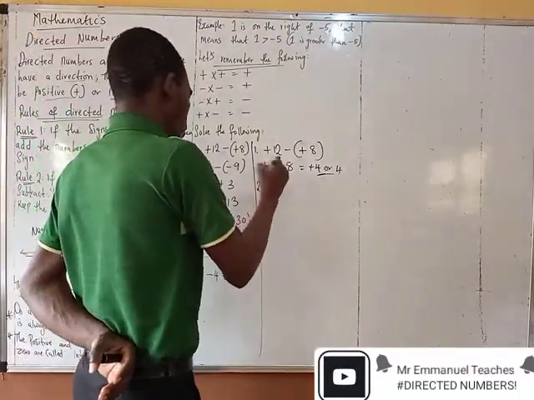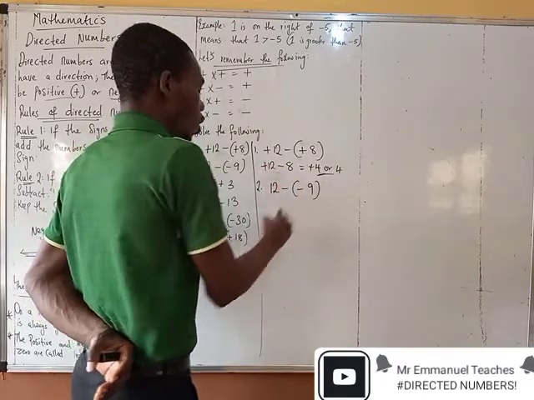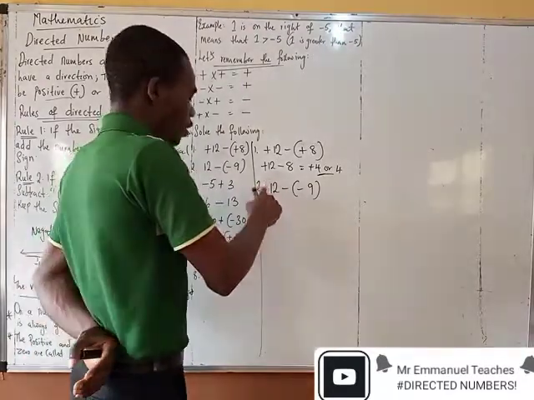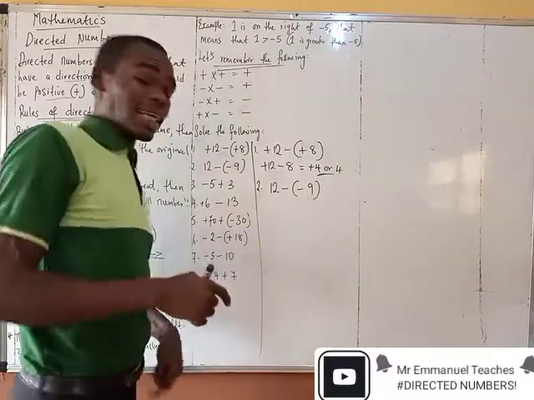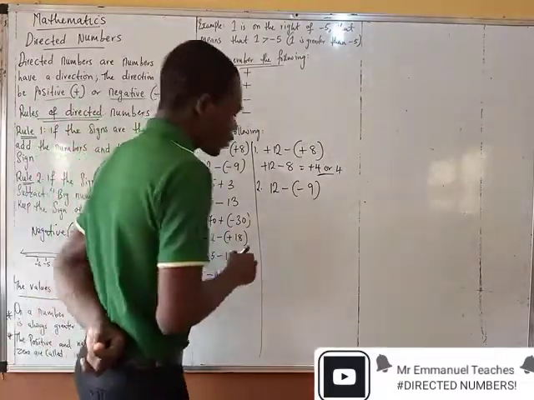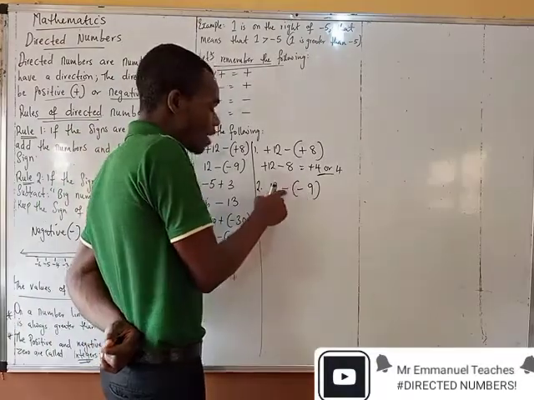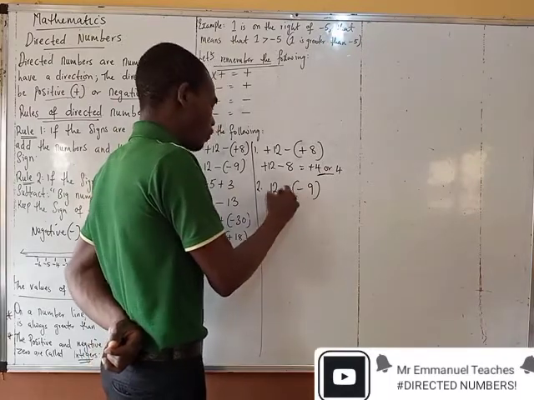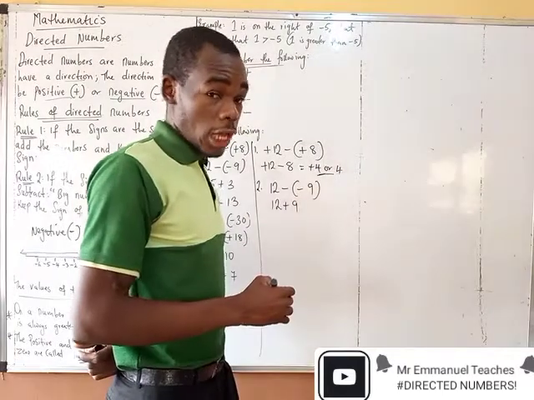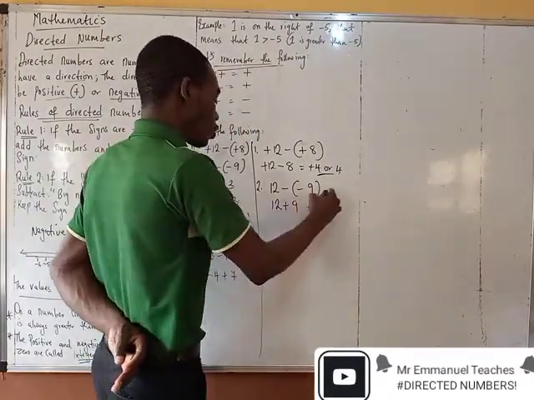Now number 2, we have 12 minus minus 9. I always tell us that this 12 has an invisible plus. But in case you don't understand this, learn this: plus times plus, minus times minus. I said before that if there's a bracket, it means times. So now, minus times minus, you have 12. Minus times minus is what? Plus 9. Are you with me? So now, 12 plus 9 will be giving us what? 21.